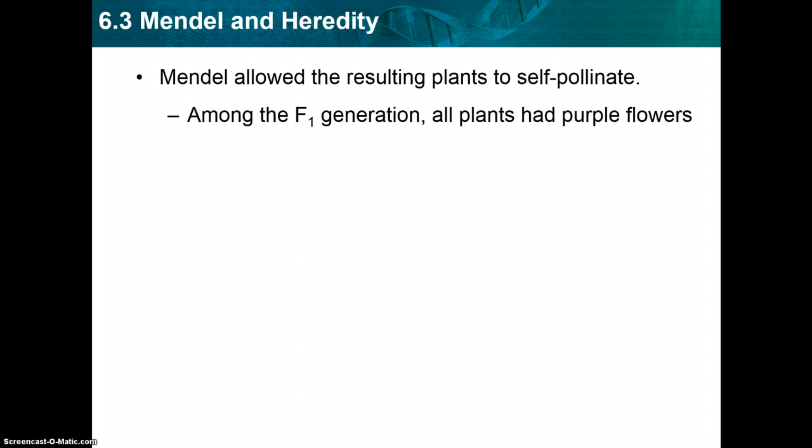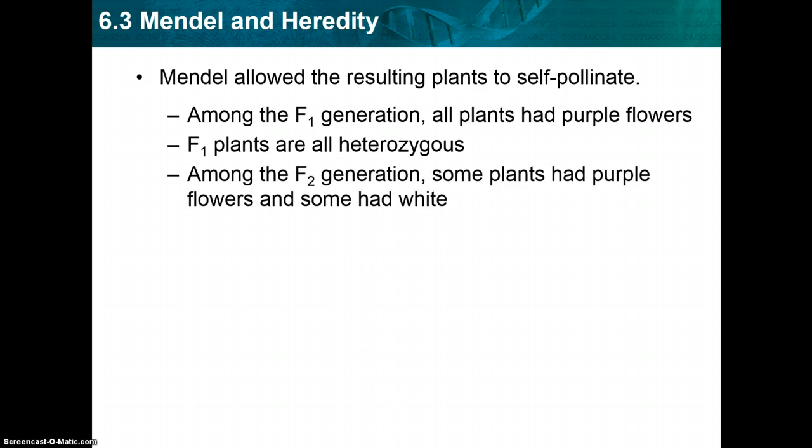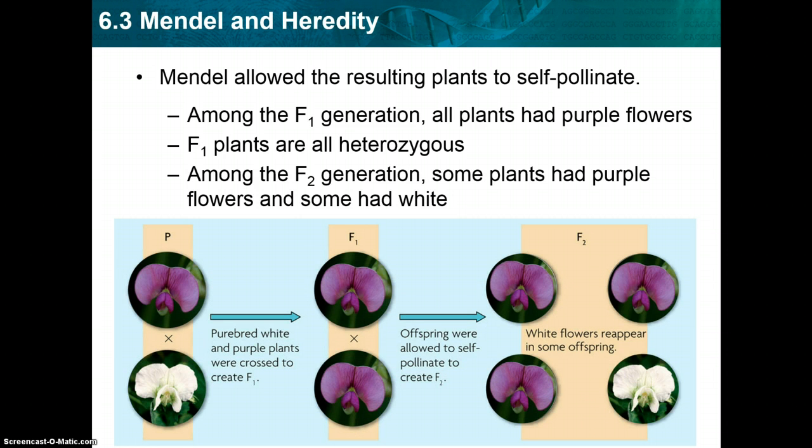So among the F1 generation, all plants had purple flowers. The F1 plants are all heterozygous. And we'll go over what that means in a minute. Okay, and then among the F2 generation, some plants had purple flowers and some had white. So the F2 generation is going to be the offspring of the F1 generation. So you start off with the parent, one purple, one white. You end up with all purple flowers, their first set of babies. Then you let them have babies, and those babies resulted in some purple and some white. Yep. And Mendel went, huh? Where did this come from?